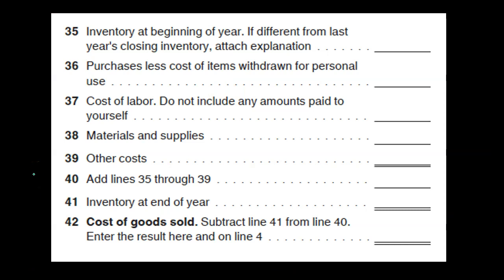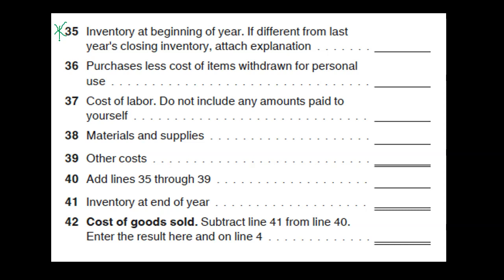The cost of goods sold calculation basically looks like this. We have the line 35, inventory at beginning of the year. If different from last year's closing inventory, attach explanation. So in other words, this is going to be a mandatory beginning inventory, basically the balance sheet amount here.